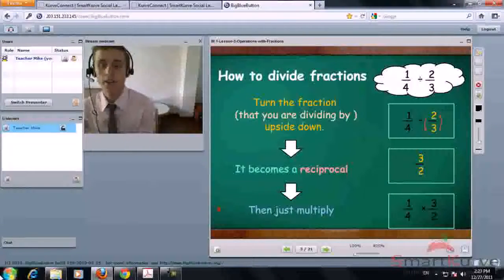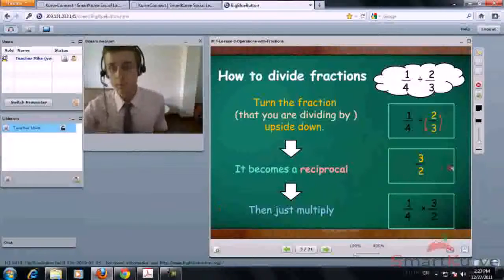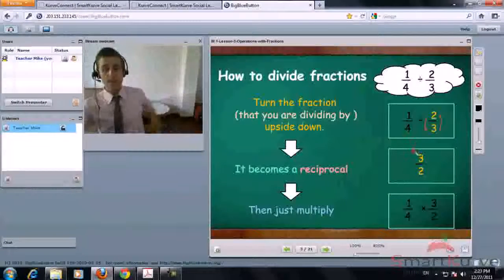How to divide a fraction. First, turn the fraction that you are dividing by upside down. It becomes a reciprocal, then just multiply. So right here we have 1/4 divided by 2/3. You keep 1/4 the same. When you see divided by 2/3, you change the 2/3 into its reciprocal, 3/2. You switch the numerator with the denominator.